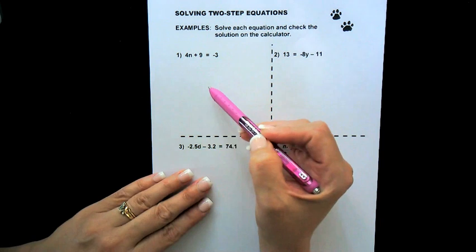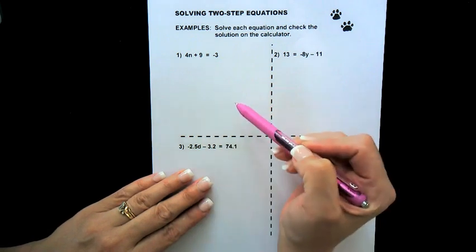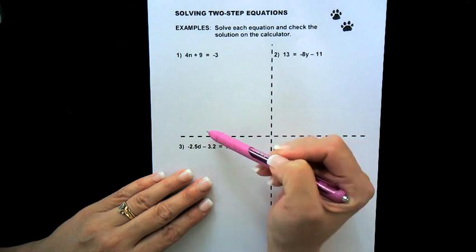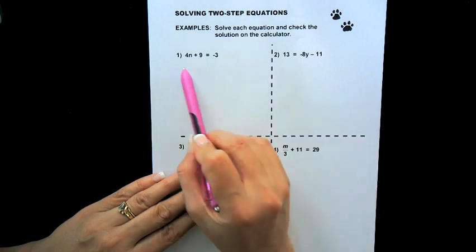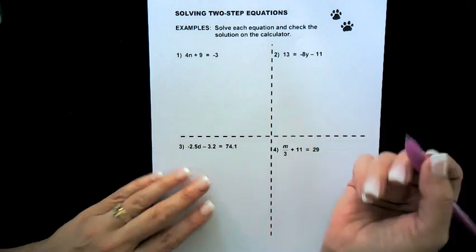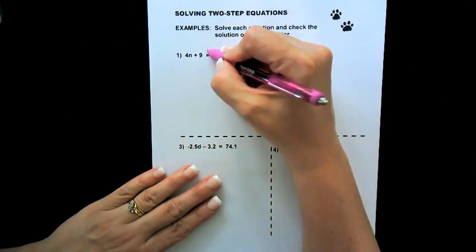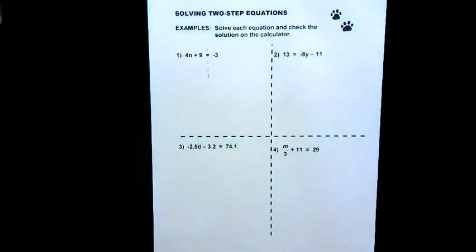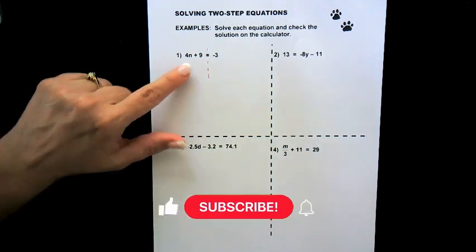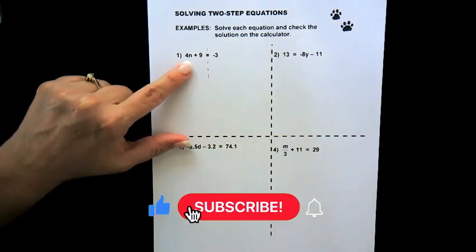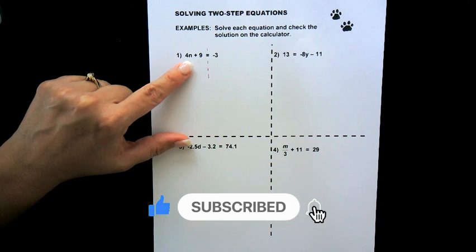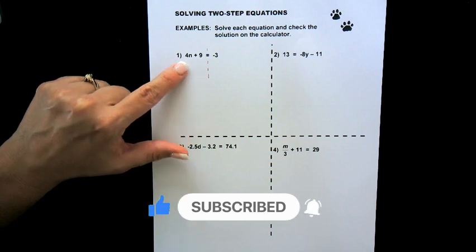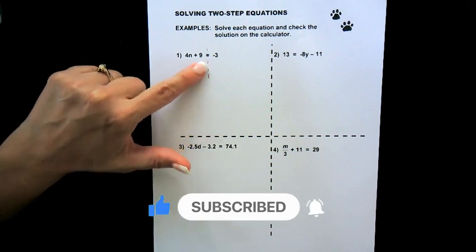However, what we're trying to do in this video is to build some skills so that if we get to more difficult problems, you'll still have the skills to be able to solve. So let's take a look at problem number 1. I like to think of there being an imaginary line at the equal sign, separating it into two sides of the problem. Now, we ask ourselves, what's happening to the variable? What's happening to the n here? Well, the n's being multiplied by 4 and being added by 9.